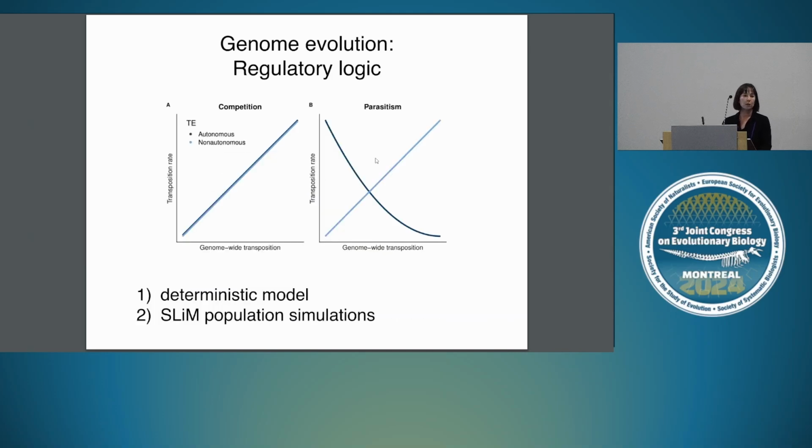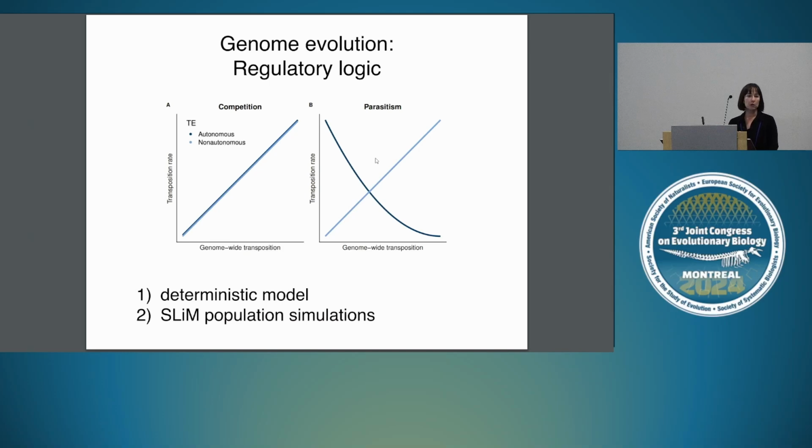And so what I'm doing then is actually first building a deterministic model where I've got different ways that the transposable elements interact. And so the first is that they can actually compete. And so the idea is that as the number of transposable elements increases, the genome-wide transposition rate can actually increase. And so in a competitive model, you've got both the autonomous ones and the non-autonomous ones that are continually increasing that rate of transposition. Another way that they could actually interact is that the autonomous ones could slow their transposition with an increasing number of transpositions.